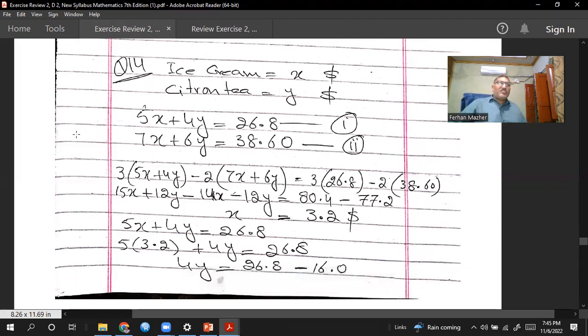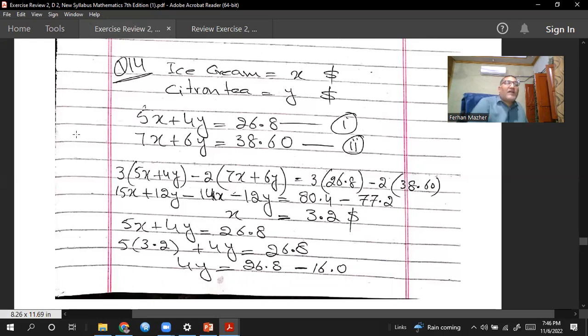I will put this x value in my first equation. So 5x plus 4y equals 26.8. In place of x, I will substitute the value 3.2. So 5 times 3.2 plus 4y equals 26.8. So 4y will be equal to 26.8.